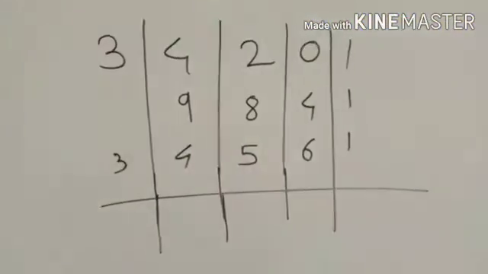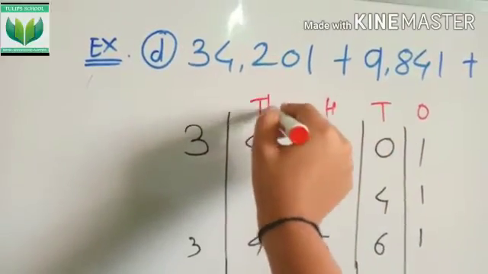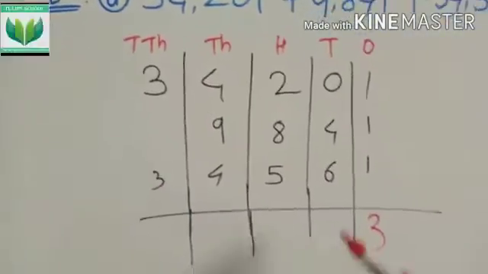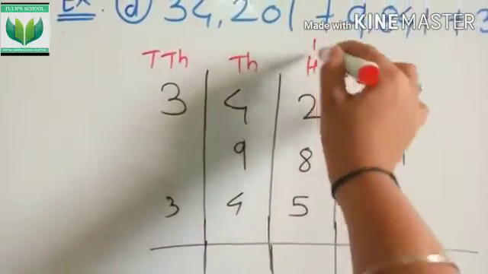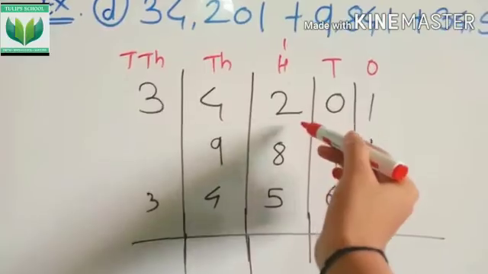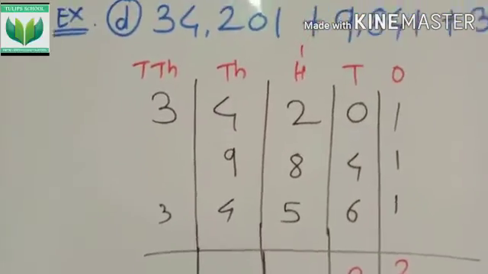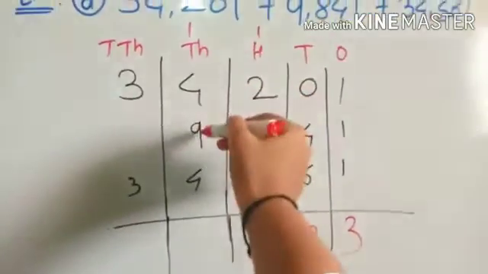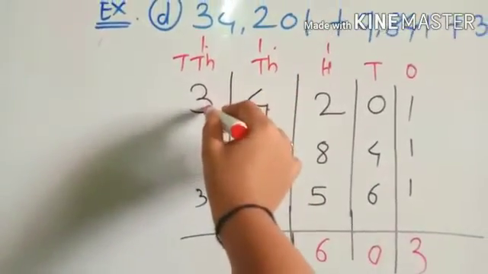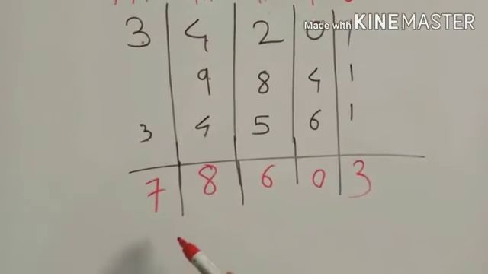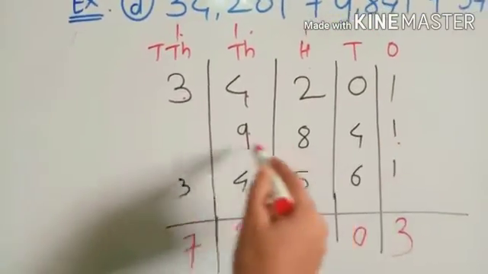Okay, now do additions. Ones, tens, hundreds, thousands and ten thousands. 0, we know that. 4 plus 6, 10, 1 carry. 1 plus 2, 3. 3 plus 8, 8 plus 5, 16, 1 carry. 9 plus 1, 10. 10 plus 4, 14, plus 4, 18, 1 carry. 1 plus 3, 4. 4 plus 3, 7. Answer will be 78,603.